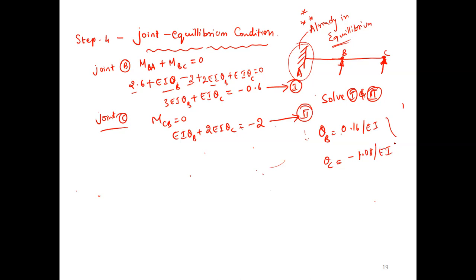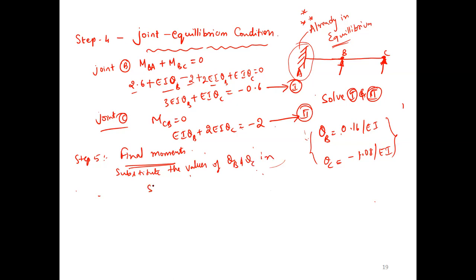Now you got these two things. Now you know the next step. Step 5, final moments. Substitute the values of theta B and theta C in step number 3, that is equation 1 to 4.